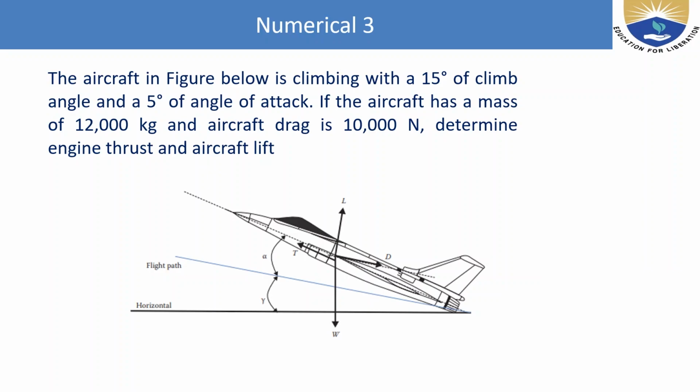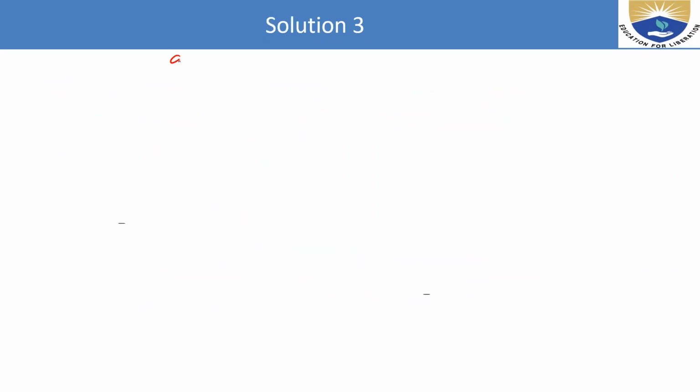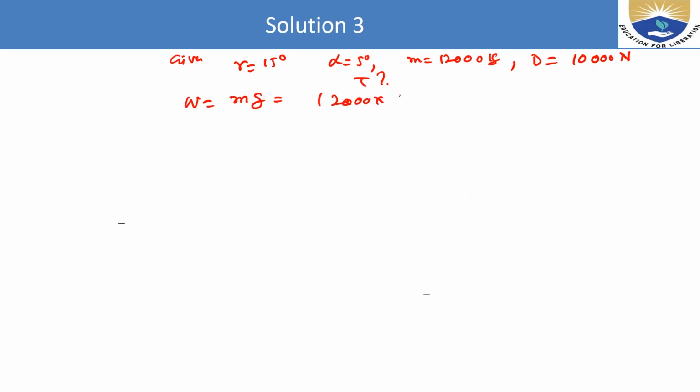If the aircraft has a mass of 12,000 kg and the aircraft drag is 10,000 Newton, determine engine thrust and aircraft lift. So here this is the gamma and this is the alpha. We are given gamma equal to 15 degree, alpha equal to 5 degree, M equal to 12,000 kg, D equal to 10,000 Newton. So we have to find out the thrust. We know that weight is equal to mass into gravity, 12,000 into 9.81.